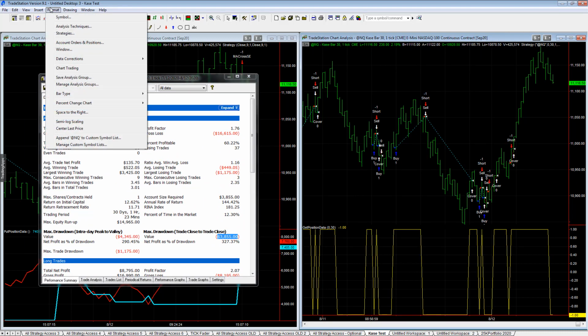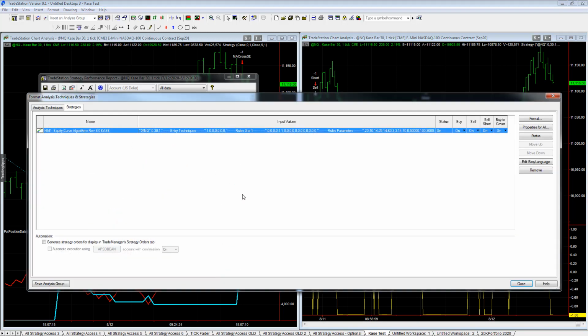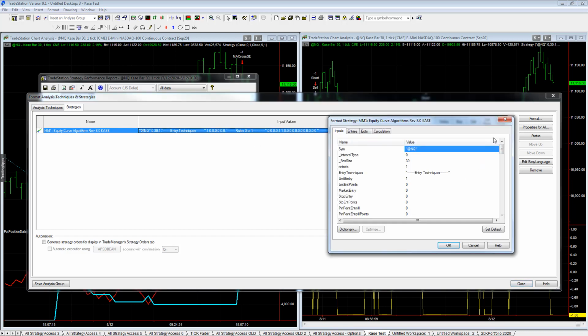I'm going to go Format, Strategies, and I'm on this. This is the money management algorithm. It's the Kase Bar money management algorithm, and we have some of the same input parameters. You have to select the interval type. 0 is for when you're using tick bars on the interval type, so we have 0 for tick bars, and then box size is 30. And so that's in the data.